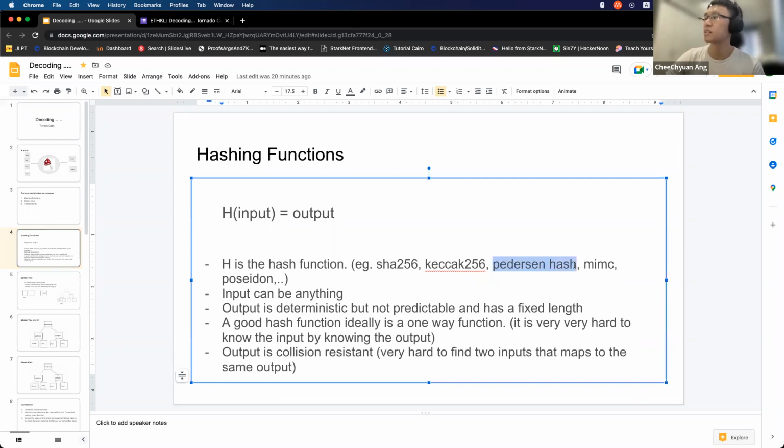Tornado Cash uses Pedersen and MiMC, but there is also a group of hash functions called Poseidon, which I will not go into. The difference between MiMC and Poseidon and the traditional ones like these is that they are known to be SNARK friendly. So when you use them in a circuit that you'll be building, these two will generate fewer constraints. So just to let you know why there are so many types.